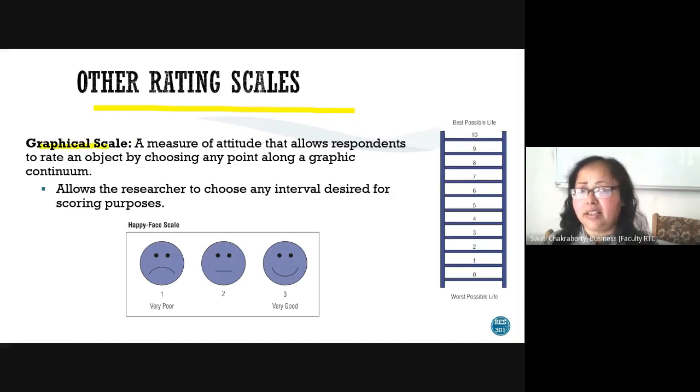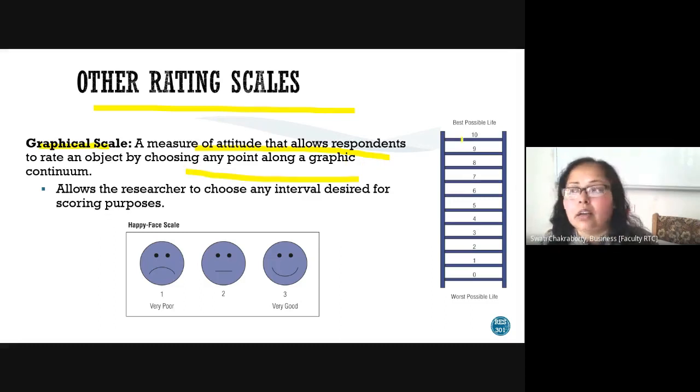There can be other types of rating scales also. One is the graphical scale, which is a measure of attitude that allows respondents to rate an object by choosing any point along a graphic continuum. So this is the worst possible line, and the best possible. You place it. It allows a researcher to choose any interval desired for scoring purposes. See the happy face scale: very poor, somewhere in the middle, very good. So you just see it.